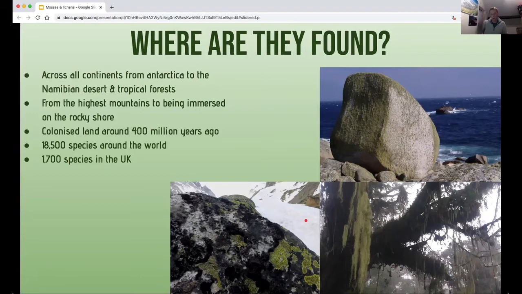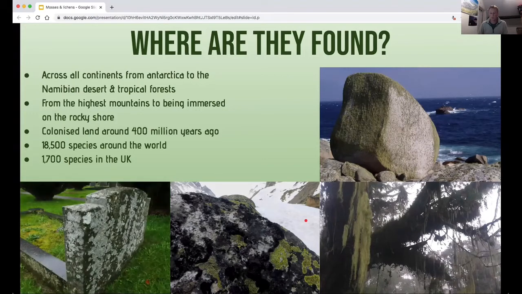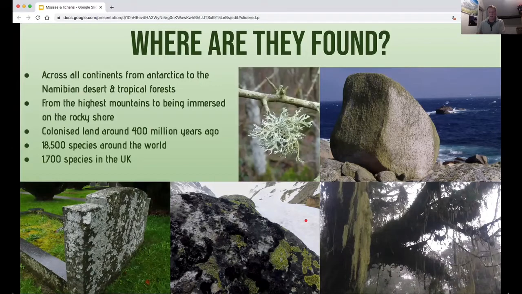They're also one of the oldest life forms on the planet, and they were the first to colonize land about 400 million years ago. So they're very ancient. These associations are very ancient.